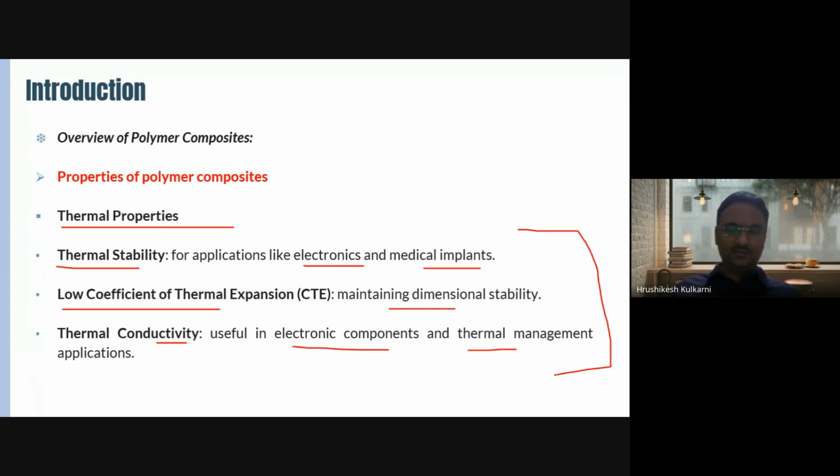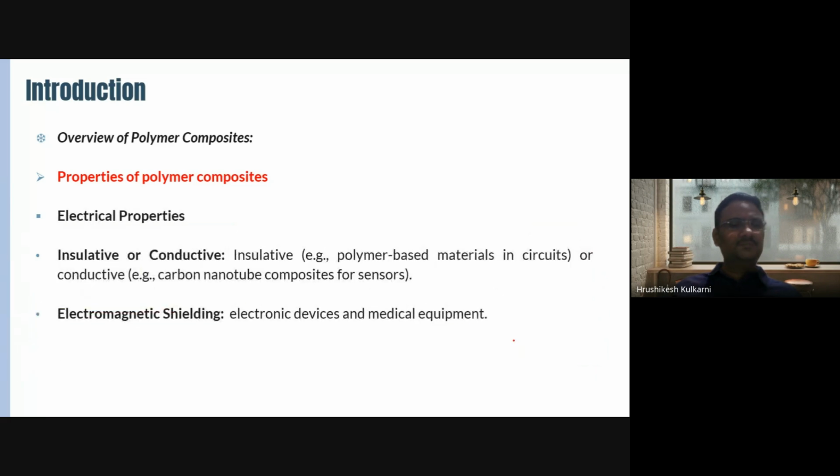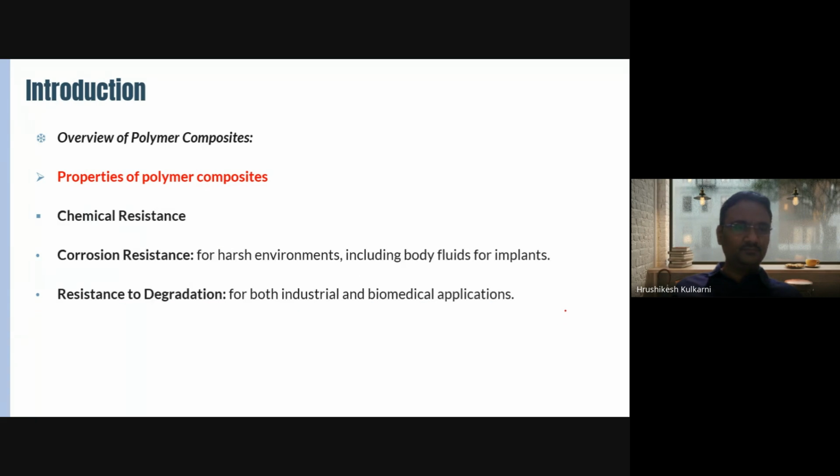brief introduction about it. The next part is the electrical property, such as insulative and conductive properties. So polymers can be used in electrical circuits, carbon nanotubes and sensor applications. Electromagnetic shielding, so these are used in electronic devices and medical equipment.